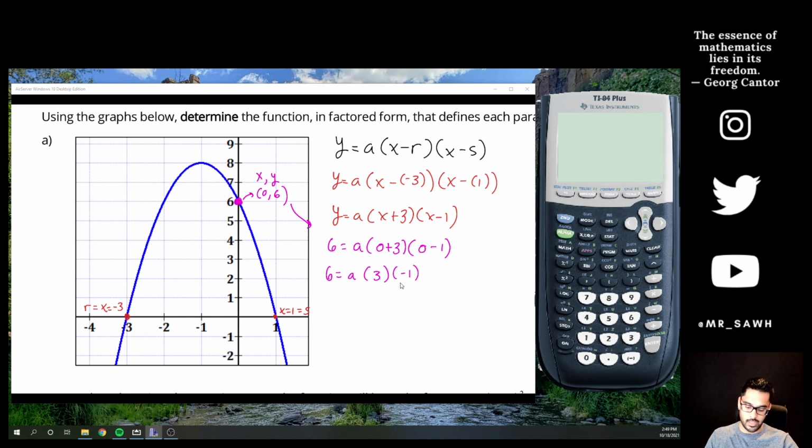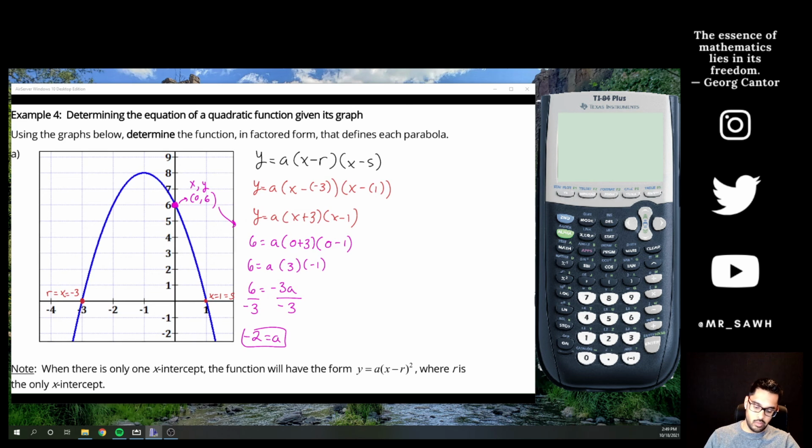If you simplify the right side of your equal sign here, you're going to find that -3 multiplied by a is equal to 6. Divide both sides by -3 to simplify, and you'll see that -2 is now my value of a. And if you used a different point, you'd see the same thing. So now I know what my equation is going to look like. Therefore, y is actually equal to -2 times (x plus 3) multiplied by (x minus 1). That is the equation that will do this.